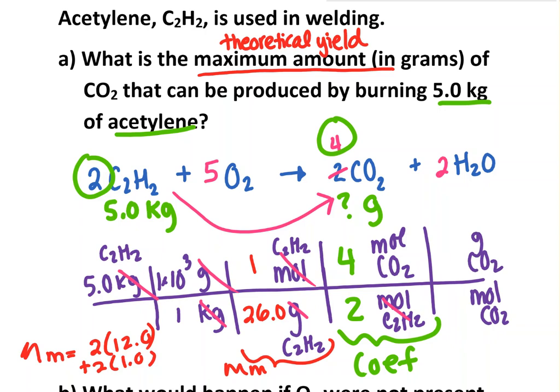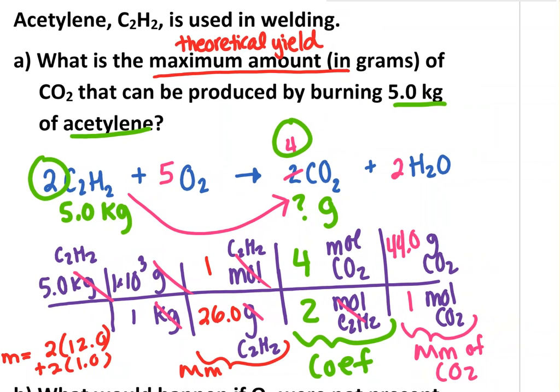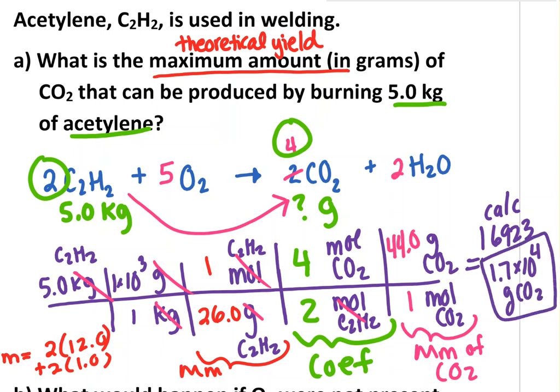And here I'm using a molar mass again, this time of CO2. And looking on the periodic table and adding up, it's 44. This is what my calculator says. Looks like I just have 2 sig figs because of the given. And so that's how much carbon dioxide I could get.